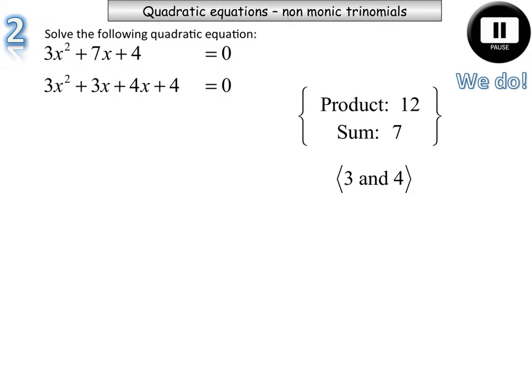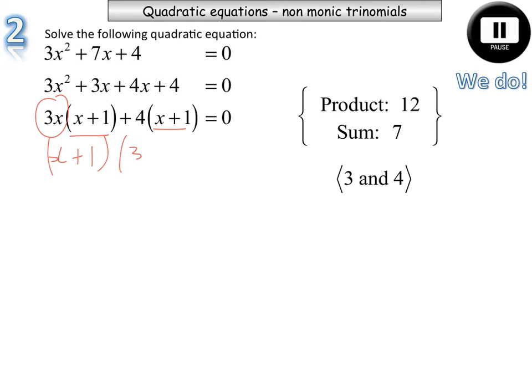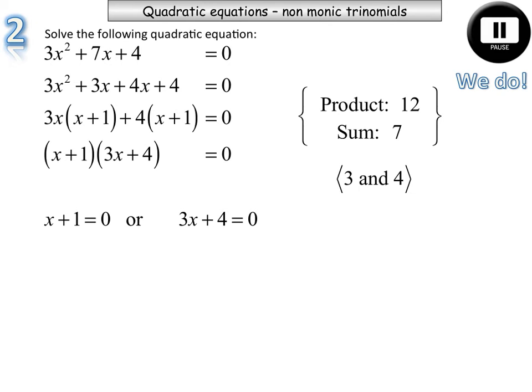When we do that, we look at these two, and we look at these two. So looking at the first two, a common factor is 3x, so I'm going to take out a 3x. The second two, common factor of positive 4. So take out the 3x and I get an x plus 1. Take out the positive 4, I get an x plus 1. The x plus 1 comes out the front, and what I've got left is the remaining part, 3x plus 4. And equate both of those to 0, and then solve those two linear equations.